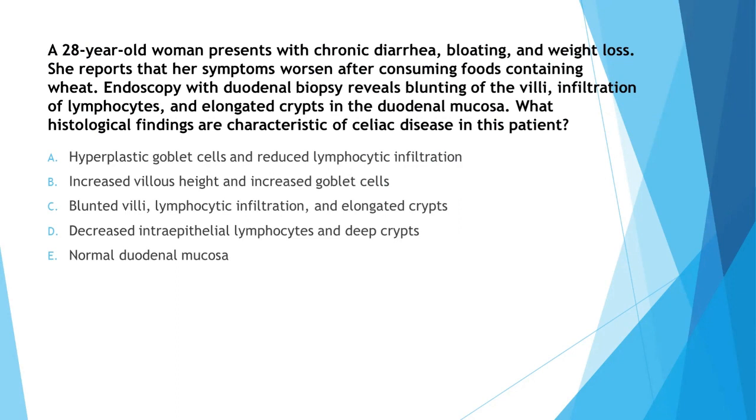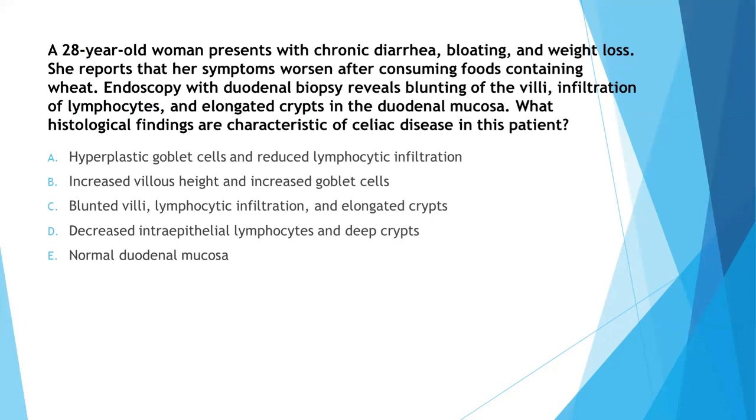A 28-year-old woman presents with chronic diarrhea, bloating, and weight loss. She reports that her symptoms worsen after consuming foods containing wheat. Endoscopy with duodenal biopsy reveals blunting of the villi, infiltration of lymphocytes, and elongated crypts in the duodenal mucosa. What histological findings are characteristic of celiac disease in this patient?